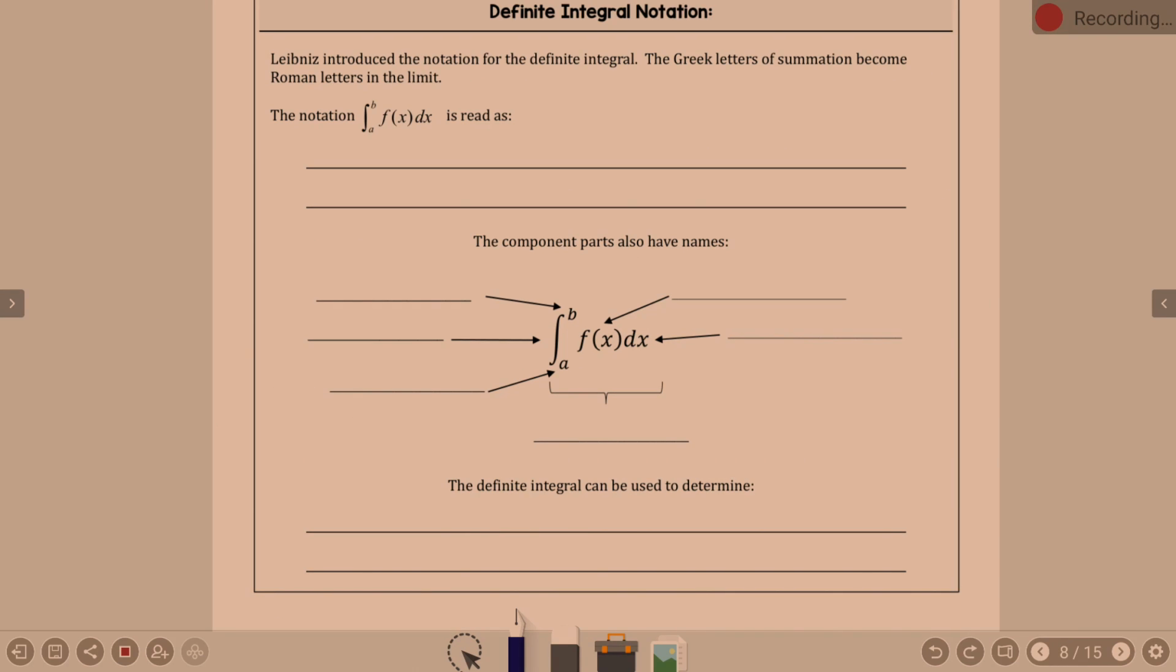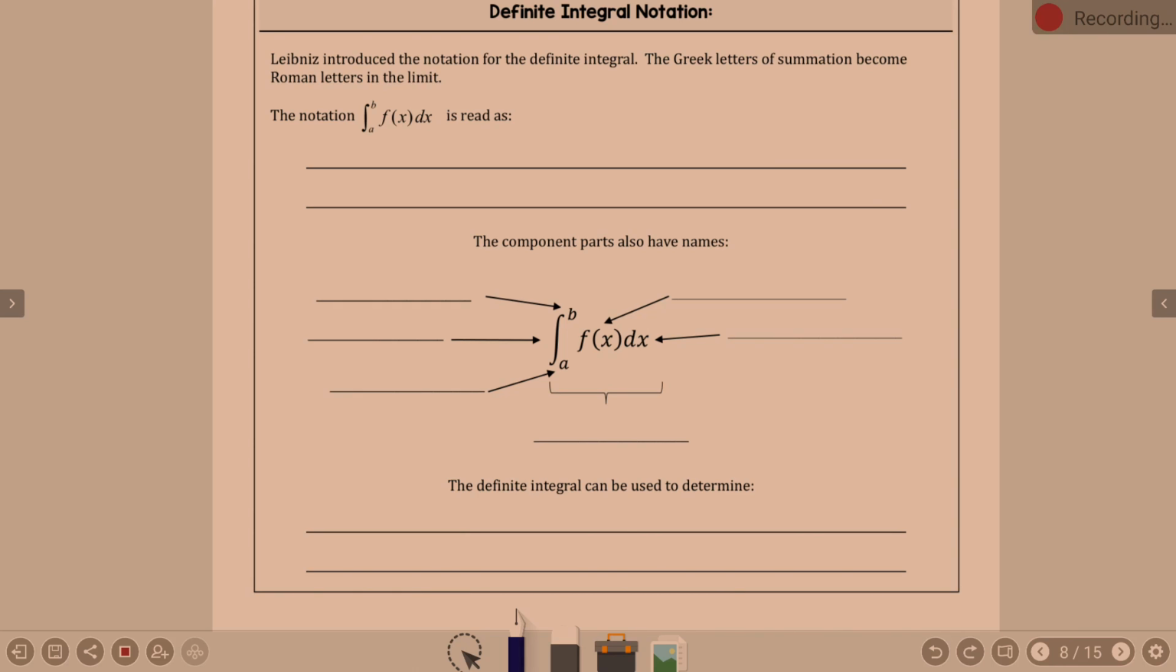Okay, Leibniz introduced the notation for the definite integral. The Greek letters of summation become Roman letters in the limit. So this notation that I've talked about a little bit: the integral from a to b of f of x dx. Officially, the first one we talk about, it is a definite integral. Anytime you have those a and b limits, it's a definite integral because we have that specific interval we're working on. We will also talk about indefinite integrals where we don't have those bounds, but that's a story for another day.